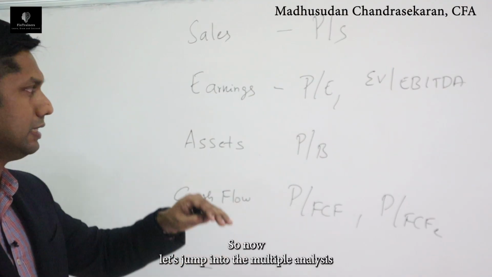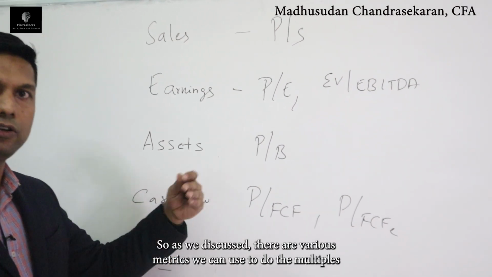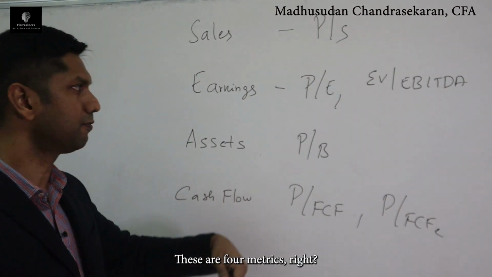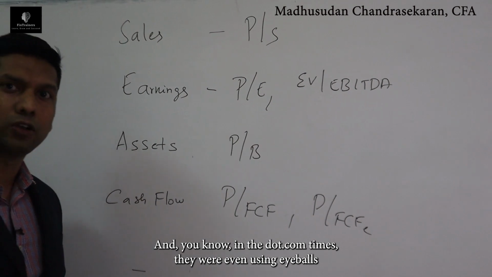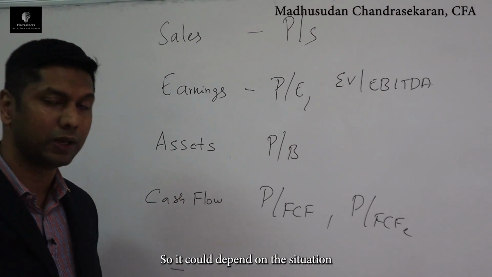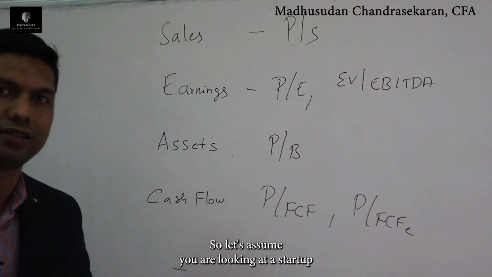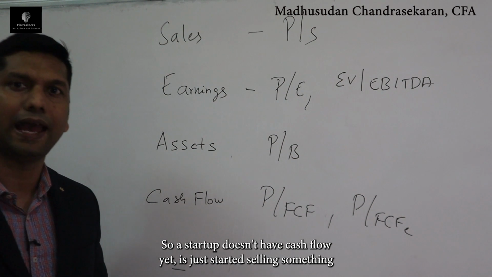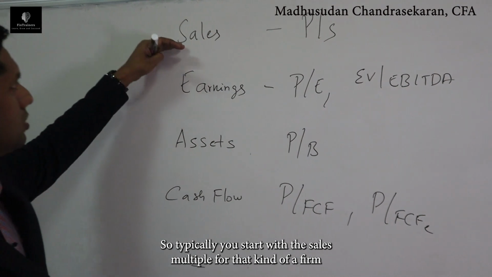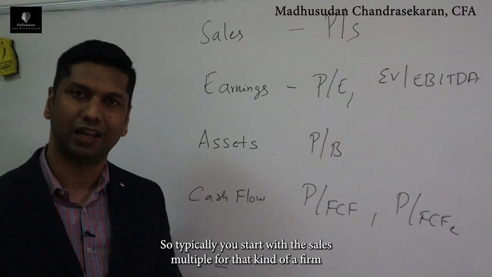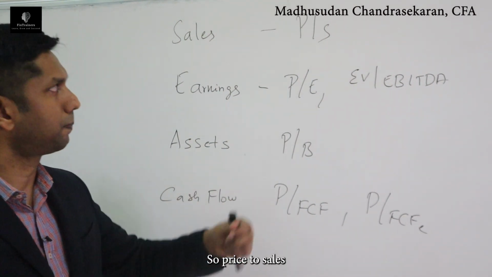Okay, so now let's jump into the multiple analysis. As we discussed, there are various metrics we can use to do the multiples. These are 4 metrics, right? Sales, earnings, assets, and cash flow. And in the .com times, they were even using eyeballs. So it could depend on the situation. Let's assume you are looking at a startup. A startup doesn't have cash flow yet. It's just started selling something. So typically you start with the sales multiple for that kind of a firm that doesn't make profits or free cash flow yet. So price to sales.